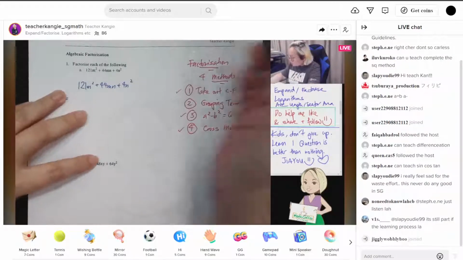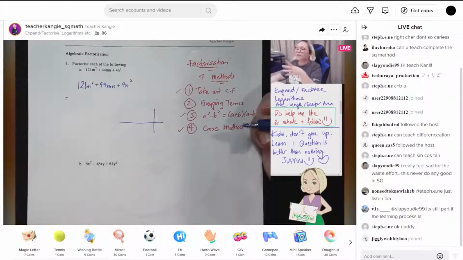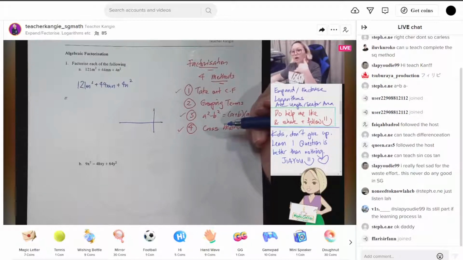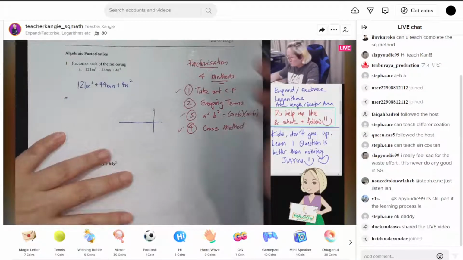Okay, so we're going to do cross method. See here. So I'm going to use this. But of course, some schools use another way. So up to you. If you are already used to how your school teaches you to do cross method, please follow. My way is the way that I always use.